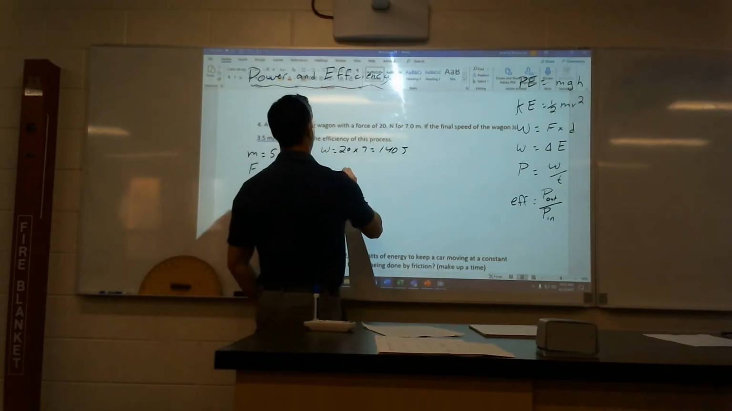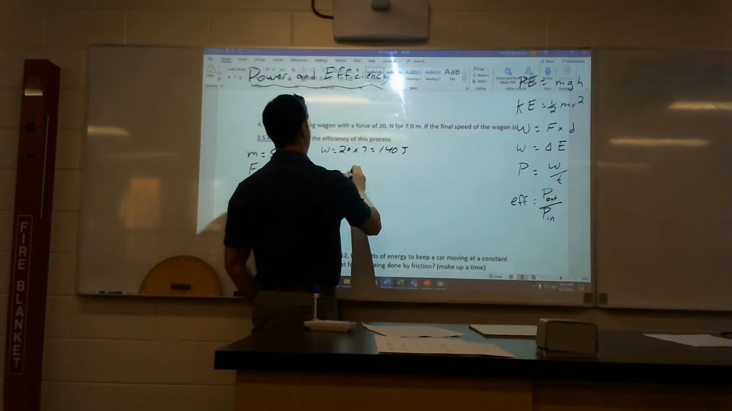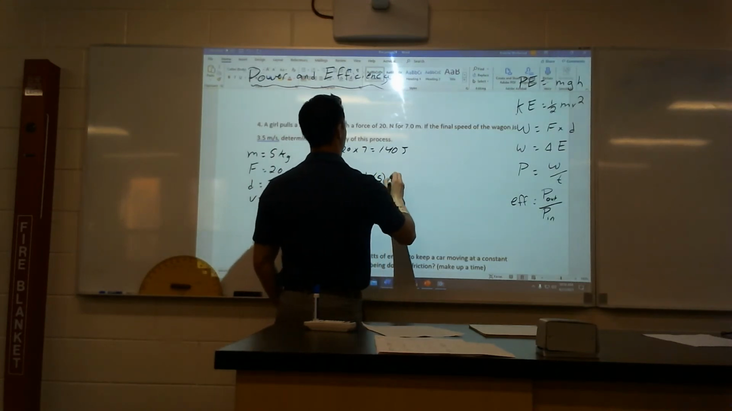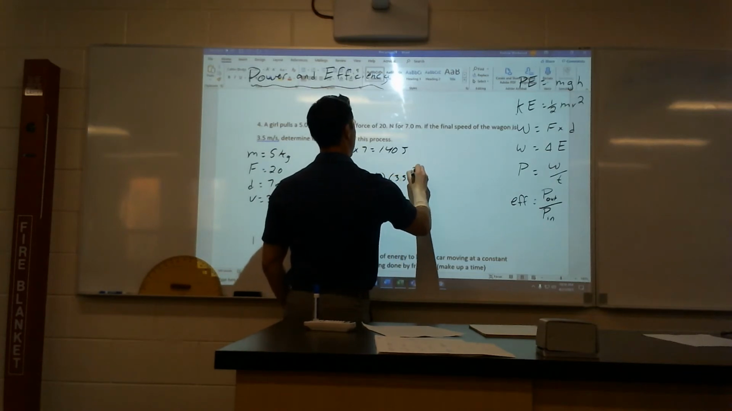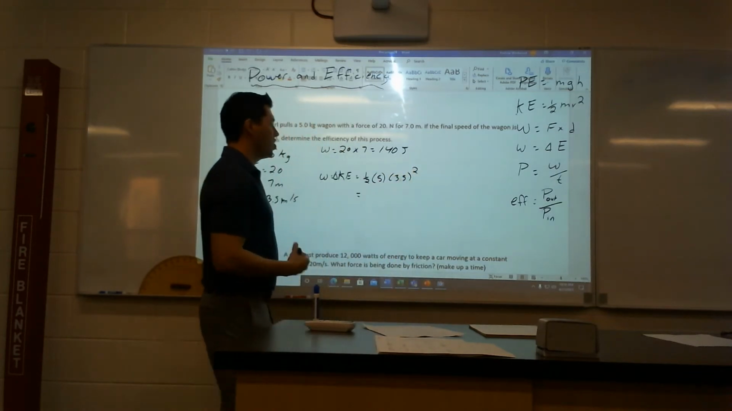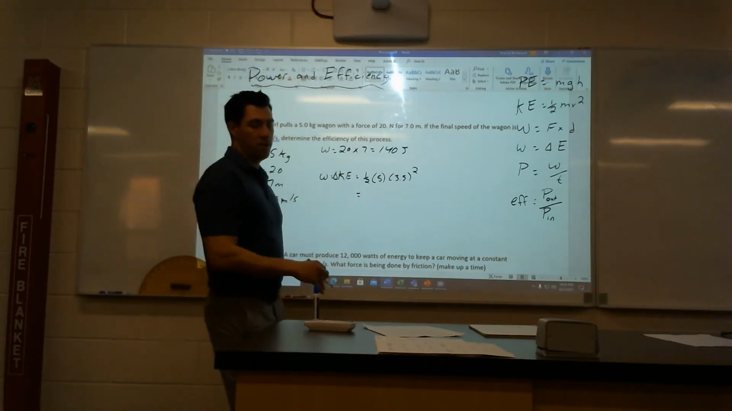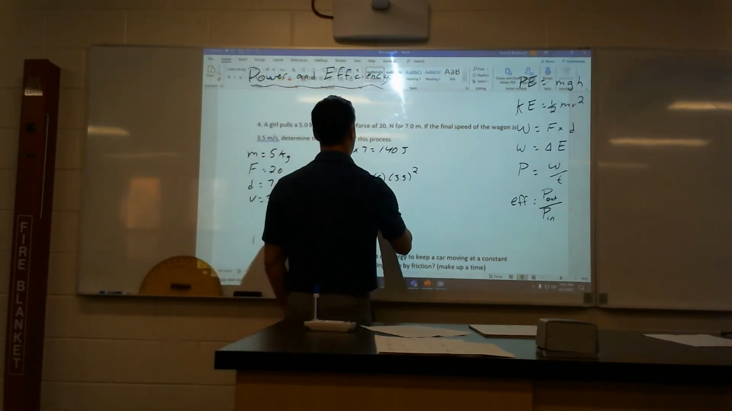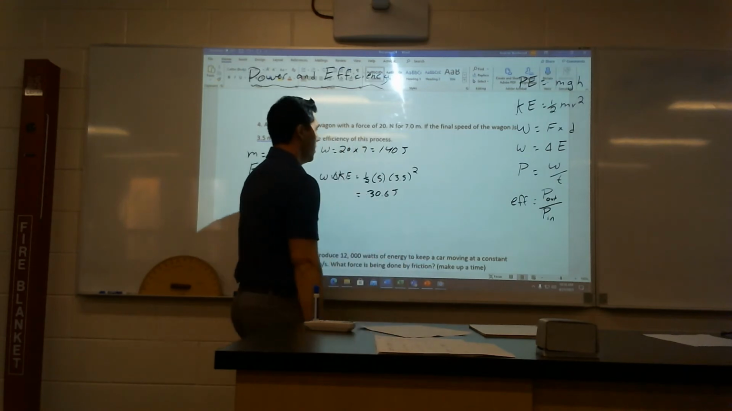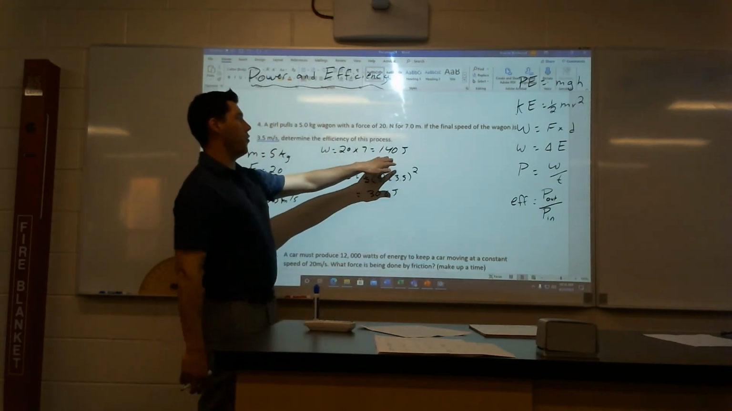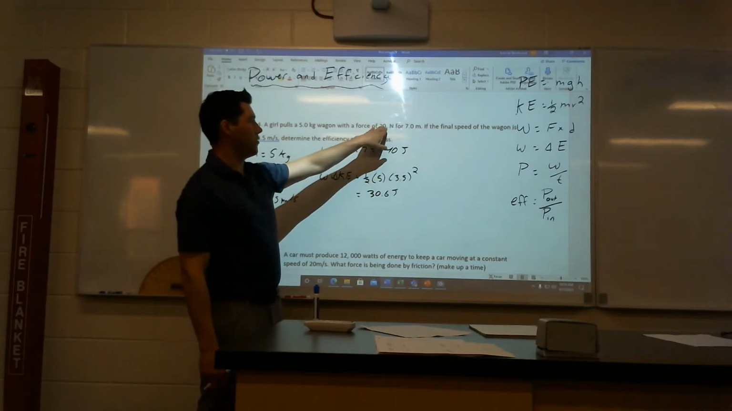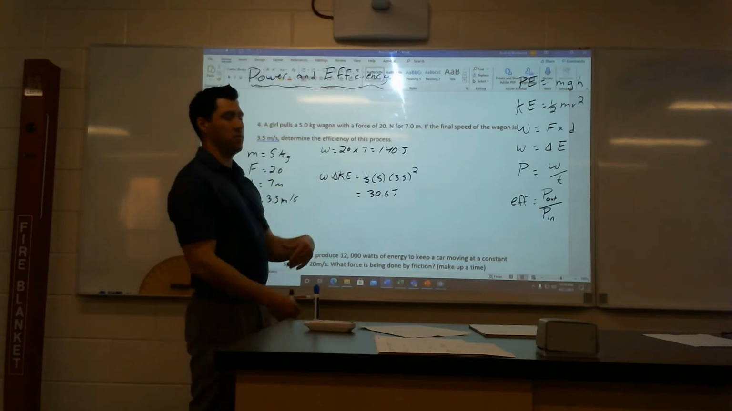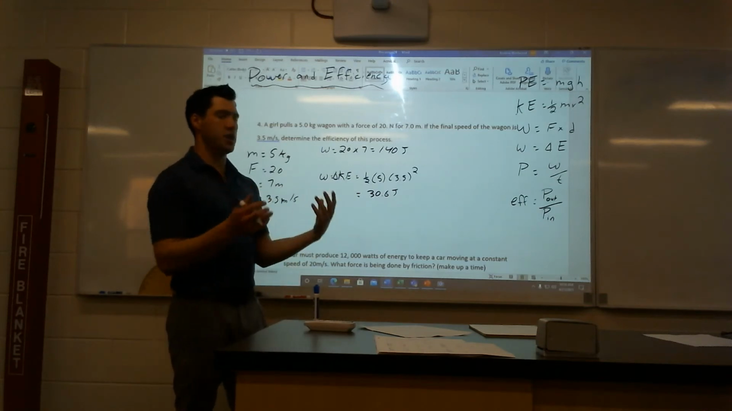Our change in KE equals 1/2, mass is 5, and 3.5 squared. And so what's our change in kinetic energy? Also our work. Our change in kinetic energy was 30.6 joules. So she put in 140 joules of energy, because that's her force, that's her distance. It only got to this speed though, which means there's a lot of energy lost to friction and other things.